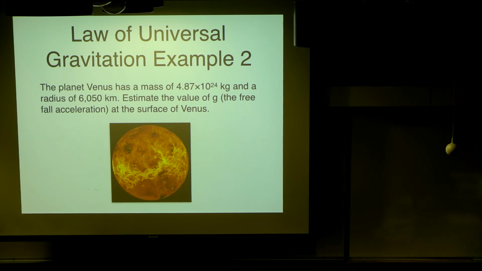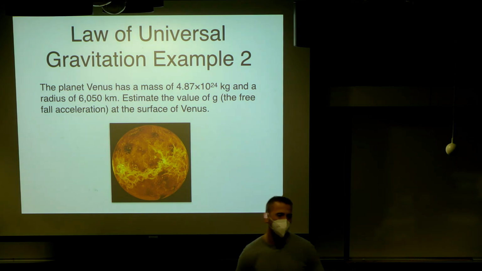In this one, we have the planet Venus, which is really similar to Earth in terms of its radius and its mass, pretty close to the same size. So the mass is 4.87 times 10 to the 24 kilograms, just a little bit less massive than Earth. And the radius is 6,050 kilometers, so just a little smaller than Earth. What we're going to do is estimate lowercase g, the free fall acceleration on the surface of this planet, okay?